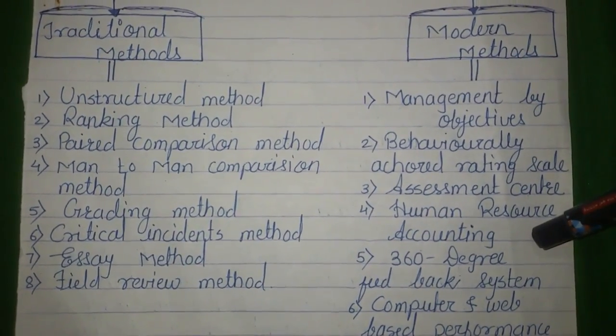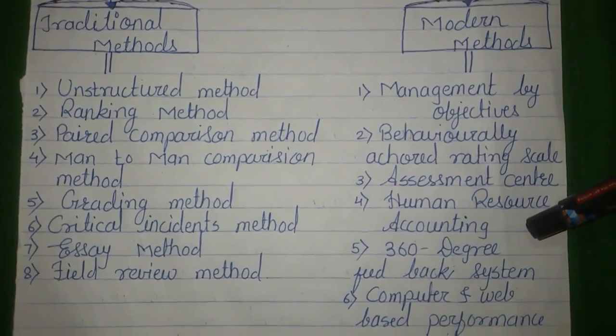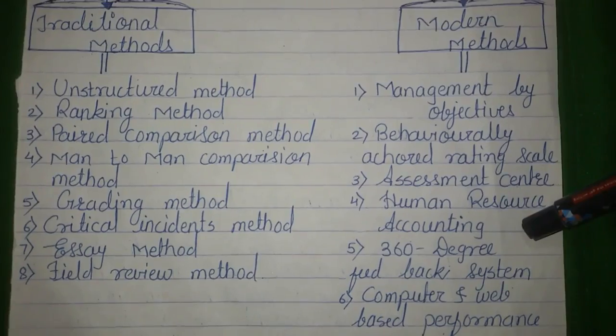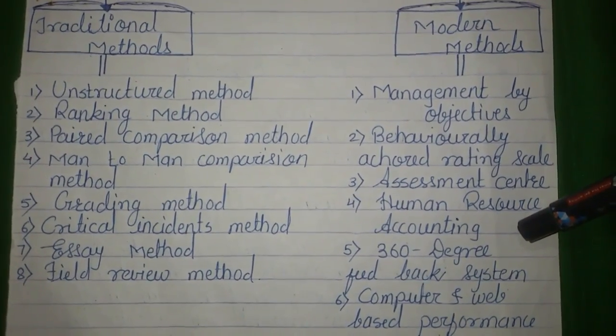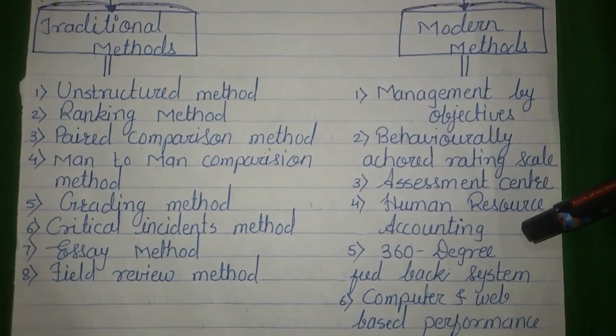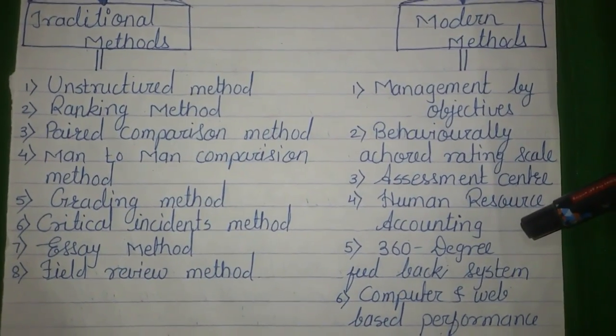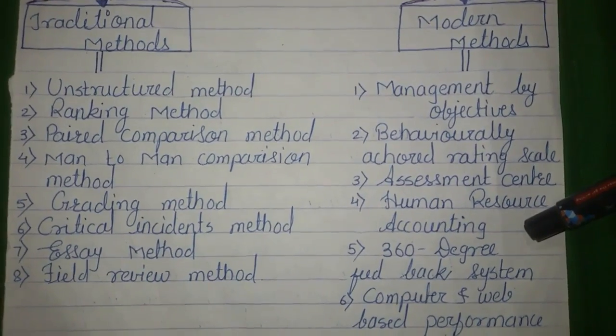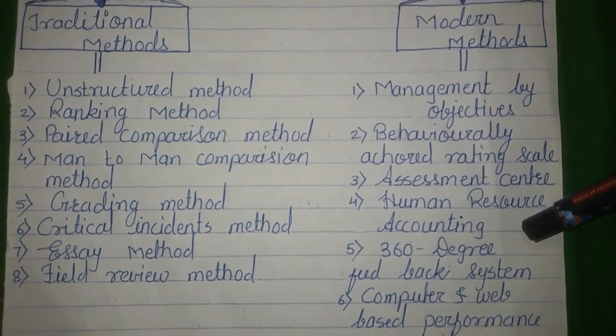Next, human resource accounting. This is also one of the modern methods. In this case, we are considering human as an asset, not an expense. So whatever investment we have made into that human resource is going to be measured, and accordingly his output is also measured, and then final results are declared.